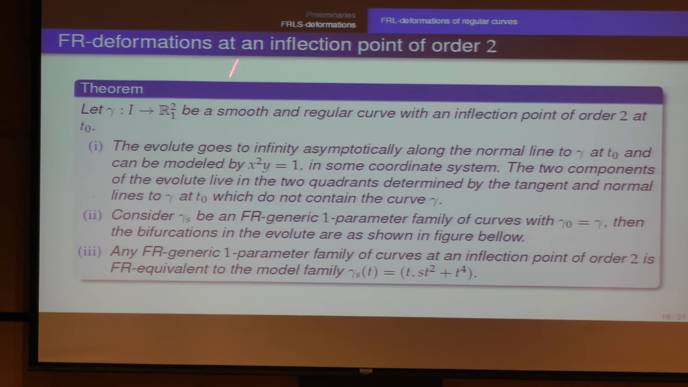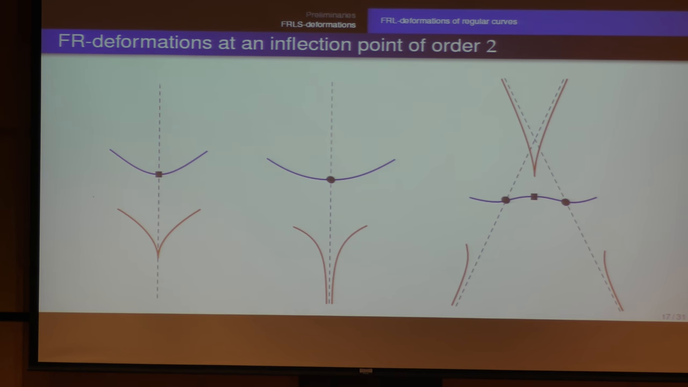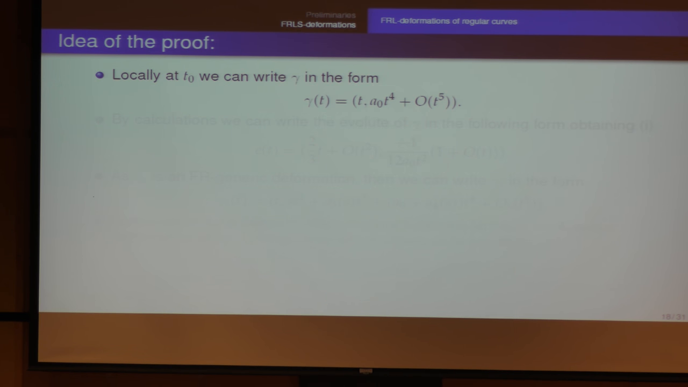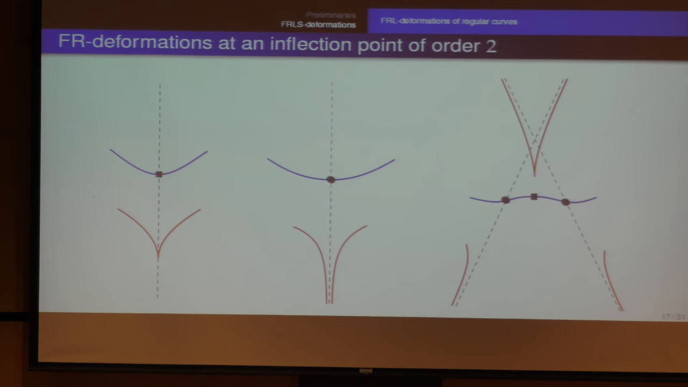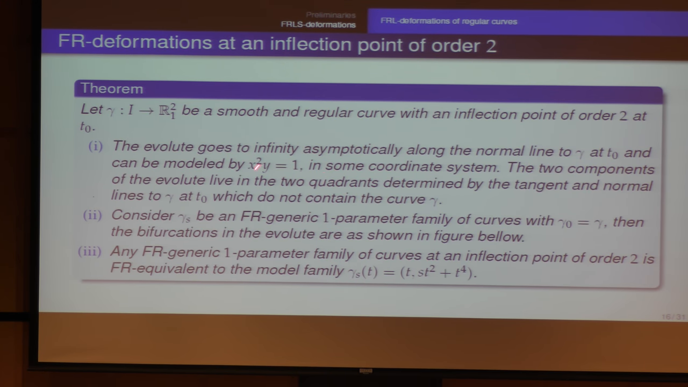Let's go. First, for the inflection points of order 2, we have, firstly, the behavior of the evolute given by this central figure. The evolute goes to infinity asymptotically along the normal line. The two components of the evolute live in the two quadrants which do not contain the curve. And the evolute can be modeled by x squared y equals 1 in some coordinate system.